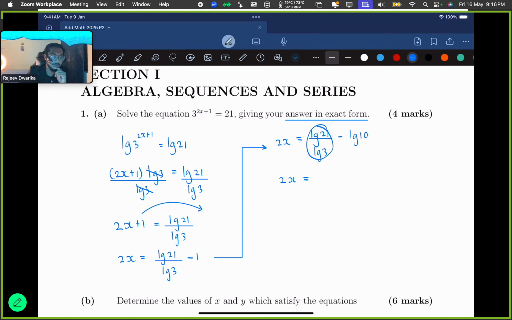But I want to bring something to your attention, right? If we're looking at the quotient rule, doesn't the quotient rule say log base A of B minus log A of C is equal to log A of B over C?